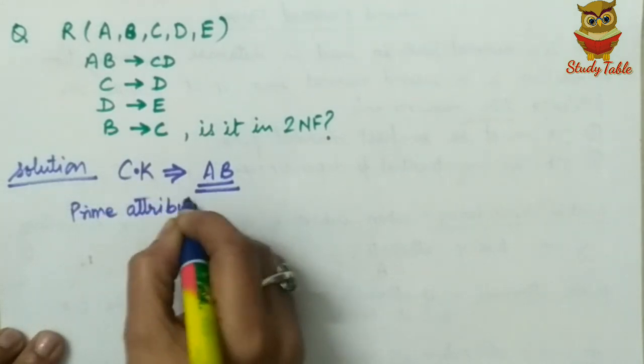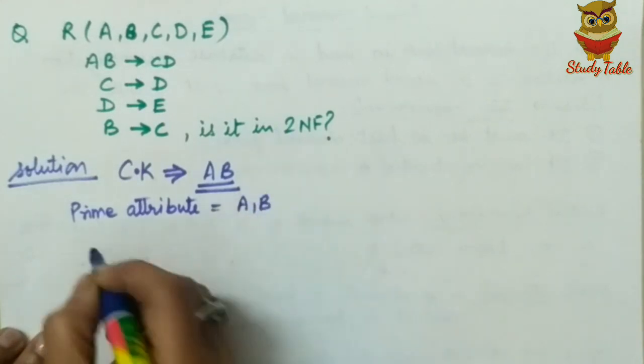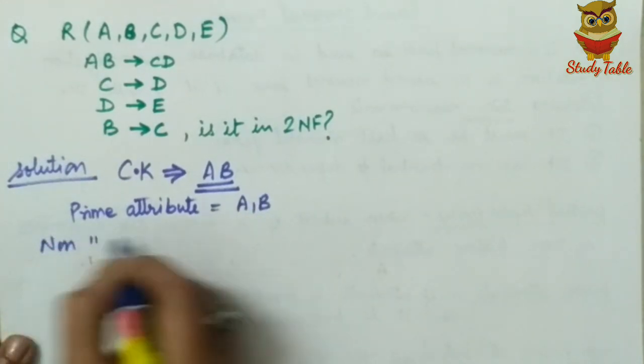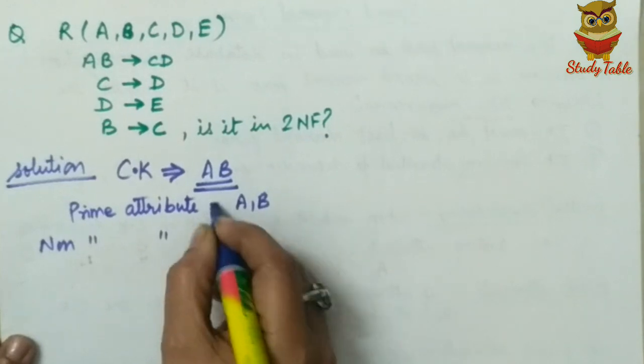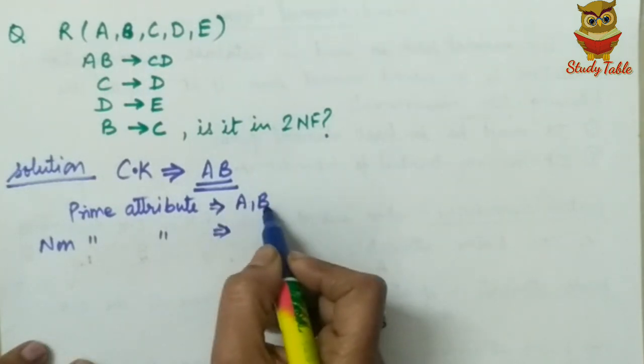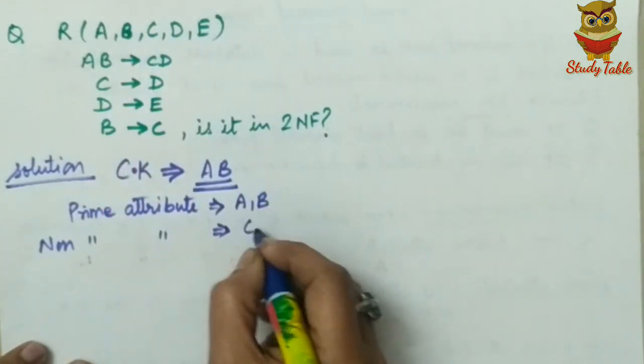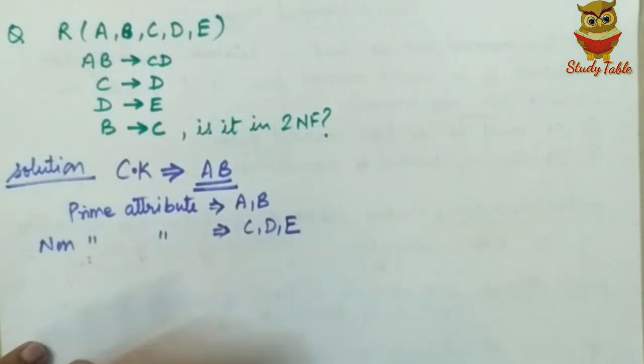Next step is to find the prime attributes and non-prime attributes. So prime attribute will be A comma B, and non-prime attributes will be other than AB, which is C, D, E. So C comma D comma E.